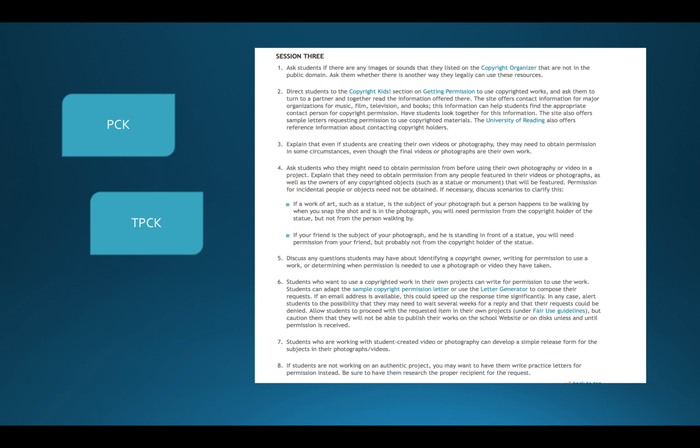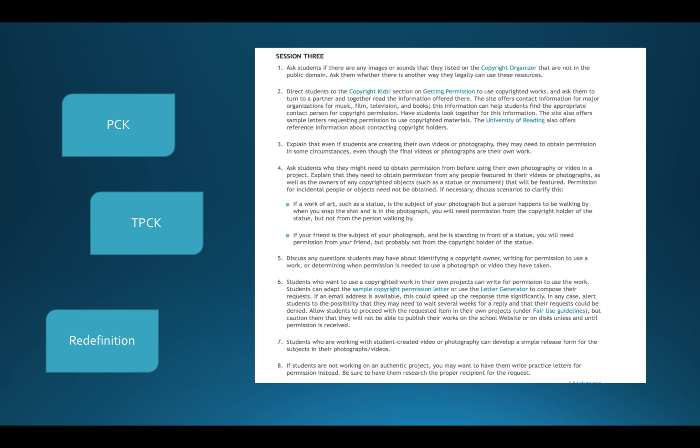And then I see TPCK here, which is just shown how the content knowledge the teacher used to make sure these websites are reliable, then actually using these websites and then incorporating them in the lesson. So something like the letter generator, or these fair use guidelines, or the University of Reading. So understanding how to incorporate these, and understanding what's trustworthy and what's not.